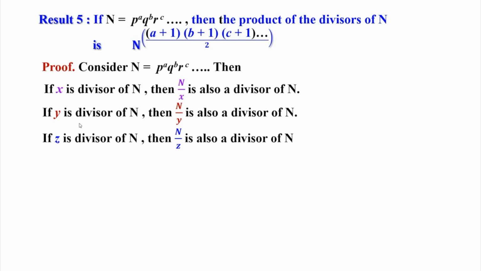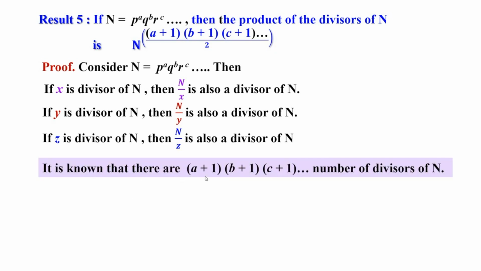So many pairs will be there. The product of each pair is n. So when we consider the total product of the divisors, it will be n to the power of the number of pairs. How many pairs do you have? n to the power of that will be the product.